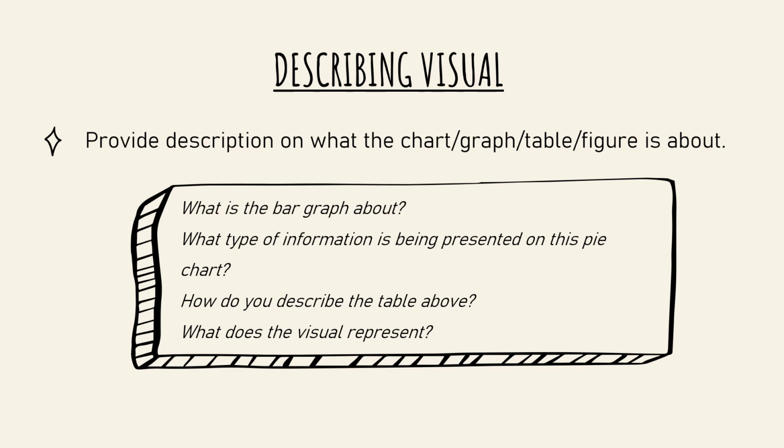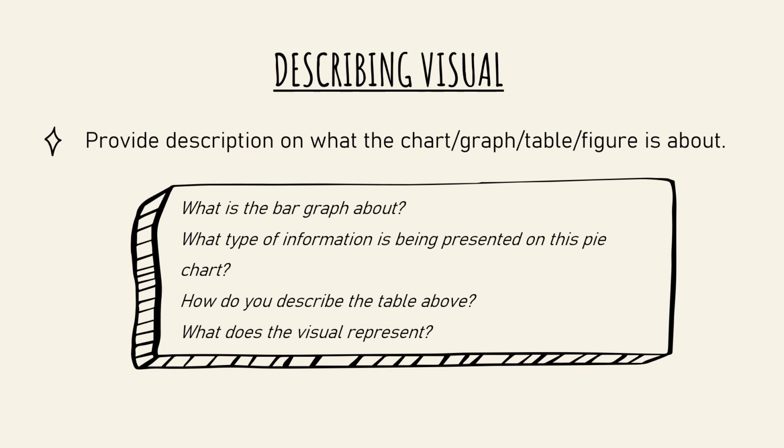The first one is describing visual. For describing visual, you're required to provide some sort of description on what the visual text is all about. So the chart, the graph, table, or figure is already given to you. So you need to describe what that particular visual text is about.